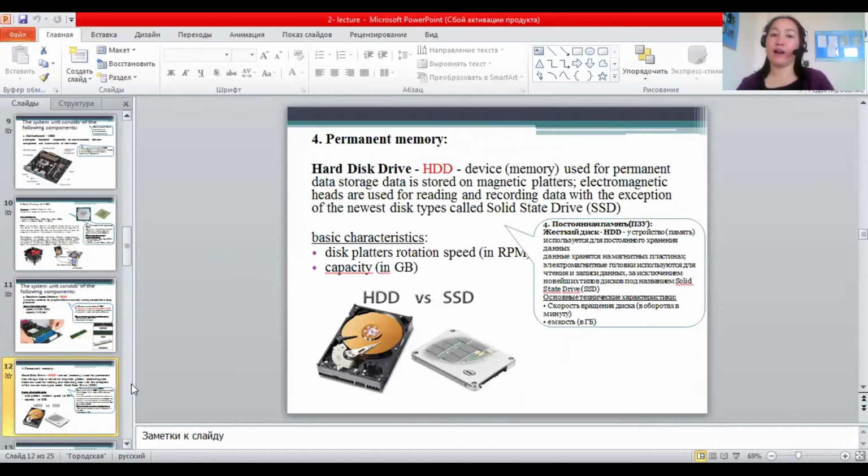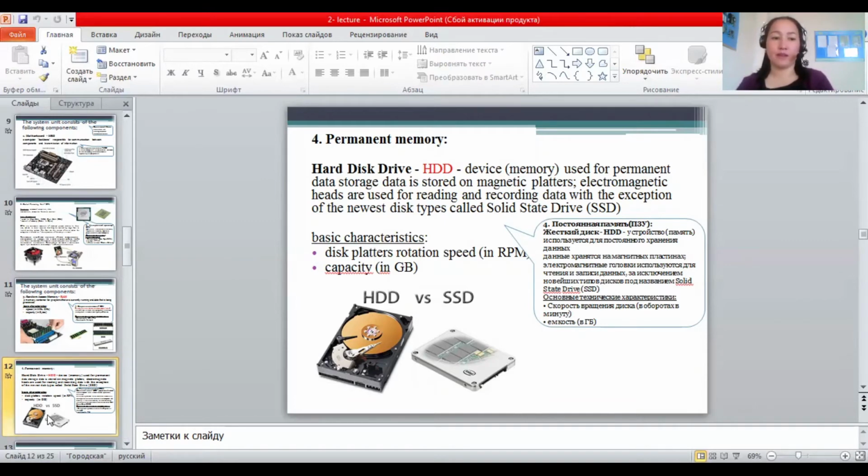Permanent memory, hard disk drive. HDD is a device memory used for permanent data storage. Data is stored on magnetic platters. Electromagnetic heads are used for reading and recording data, with the exception of the newest disk types called SSD. Its permanent memory basic characteristics: disk platters and capacity in gigabytes or megabytes.